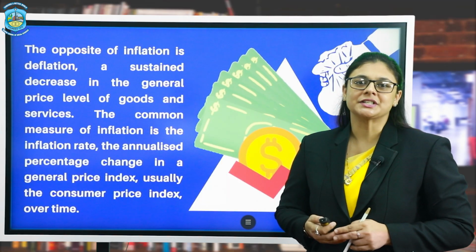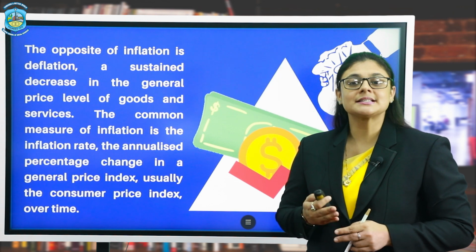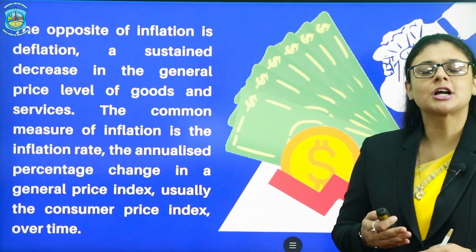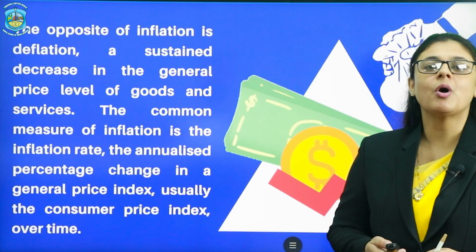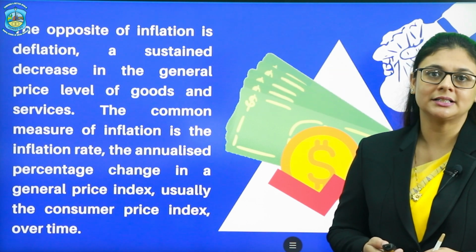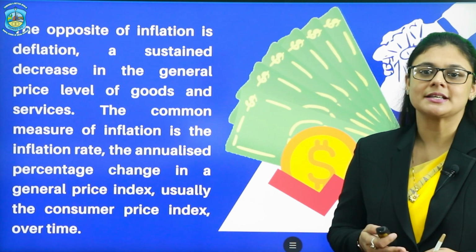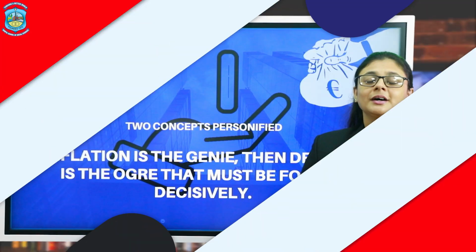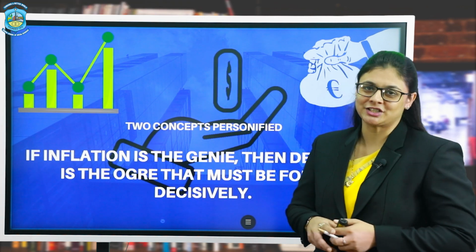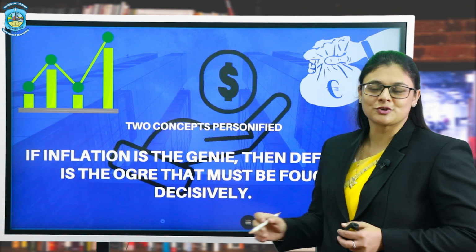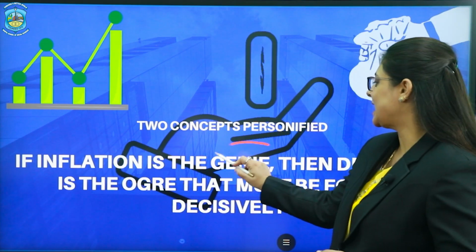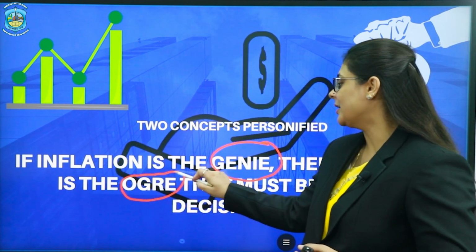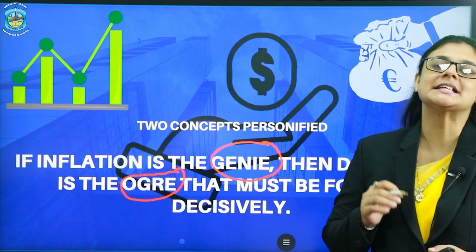The opposite of inflation is deflation, that is, a sustained decrease in the general price level of goods and services. The common measures of inflation over a period of time in an economy are the inflation rate, the annualized percentage change in the general price index, and the consumer price index. Now let's try and personify inflation and deflation. Inflation can be called a genie, and deflation, on the other hand, can be called an ogre that must be fought very decisively.